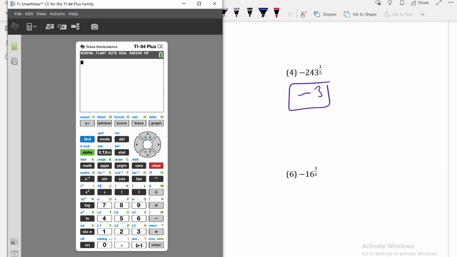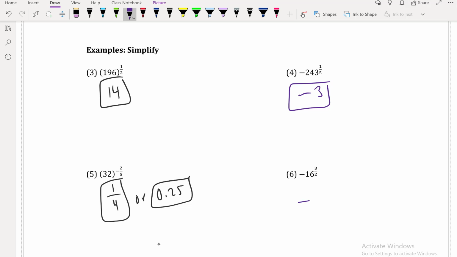Okay. And now we're going to go ahead and take a look at number 6. So I have a negative 16 to the power of, and it would be a 3/2. And that's going to give me a negative 64. So negative 64 is going to be my final answer there.